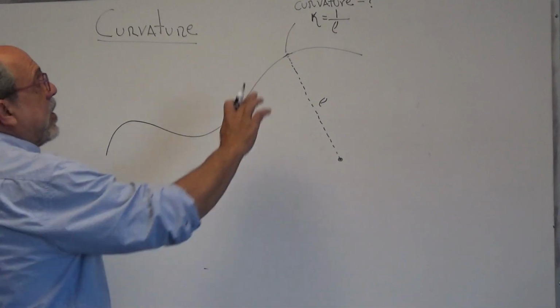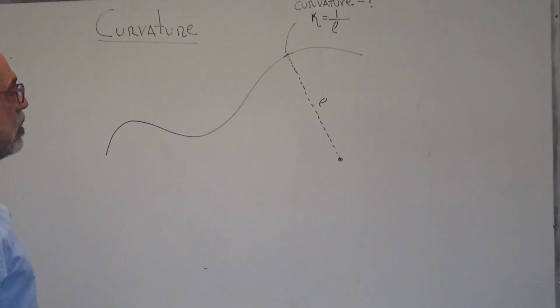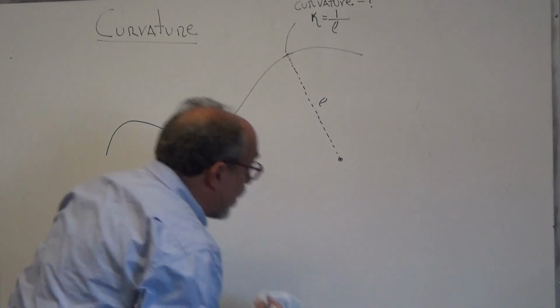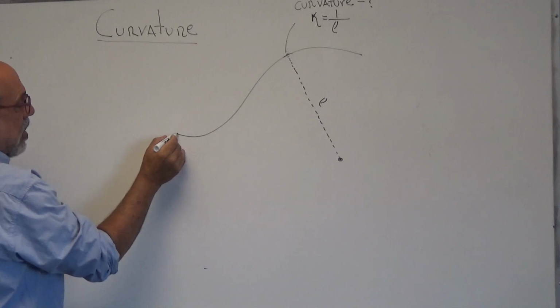So you can see that curvature has units of 1 over distance, okay? So inches to the -1, for example. Now, if I look at the curve, let me just change the curve slightly here. Let's say the curve was like this.